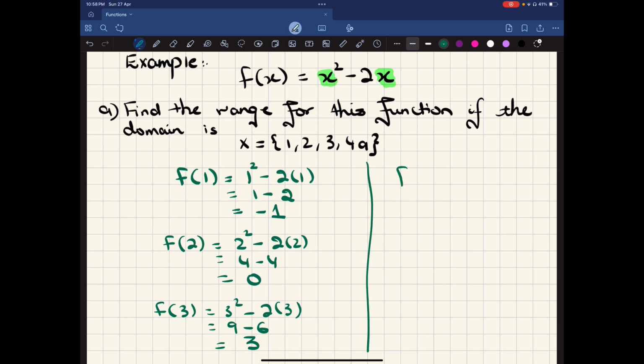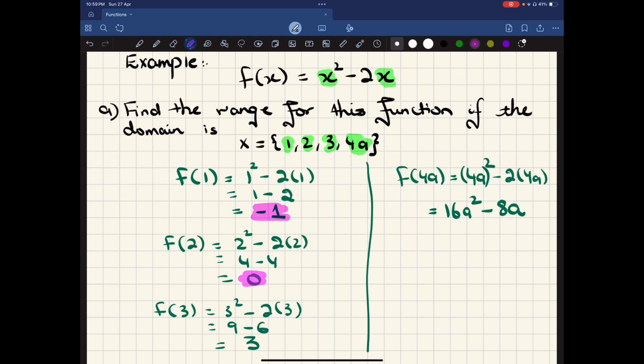And last is f of 4a. Simply go to the function f and substitute 4a in place of x. So 4a squared minus 2 into 4a is going to give you 16a squared minus 8a. Okay, so this green highlighted set of elements comprise your domain, and the respective y values or output is what your range is going to be made up of.